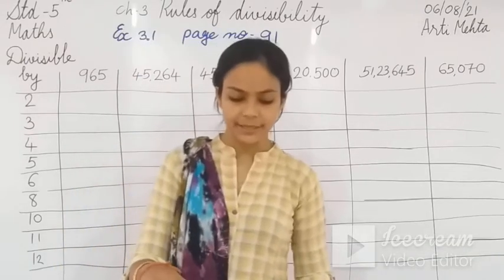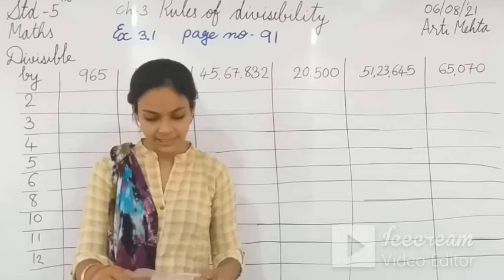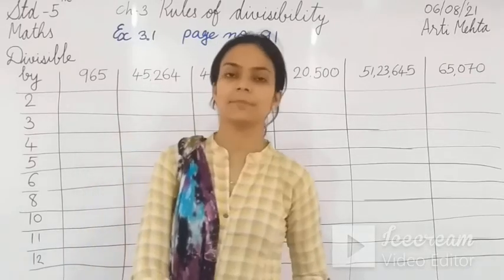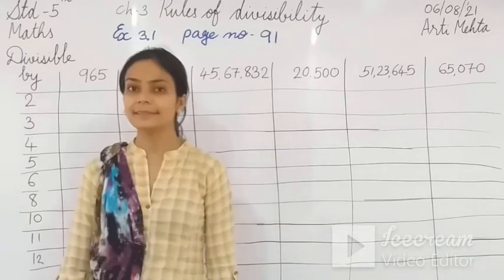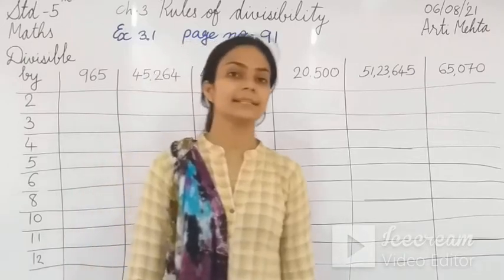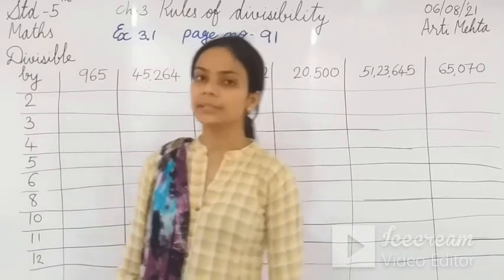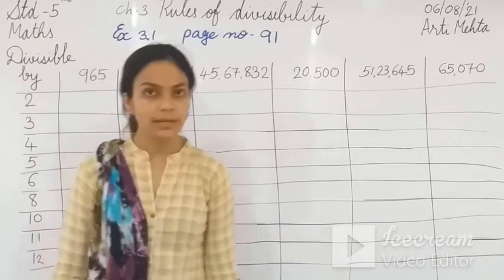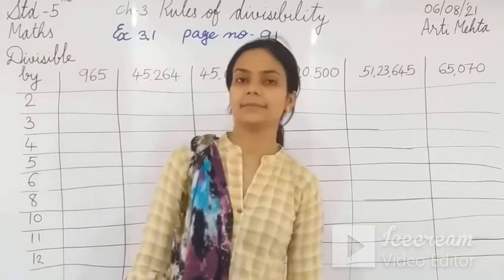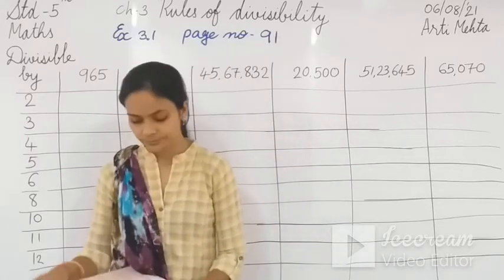Divisibility by 8: a number is divisible by 8 if the last 3 digits are divisible by 8. If the last 3 digits are divisible by 8, then it is divisible by 8.